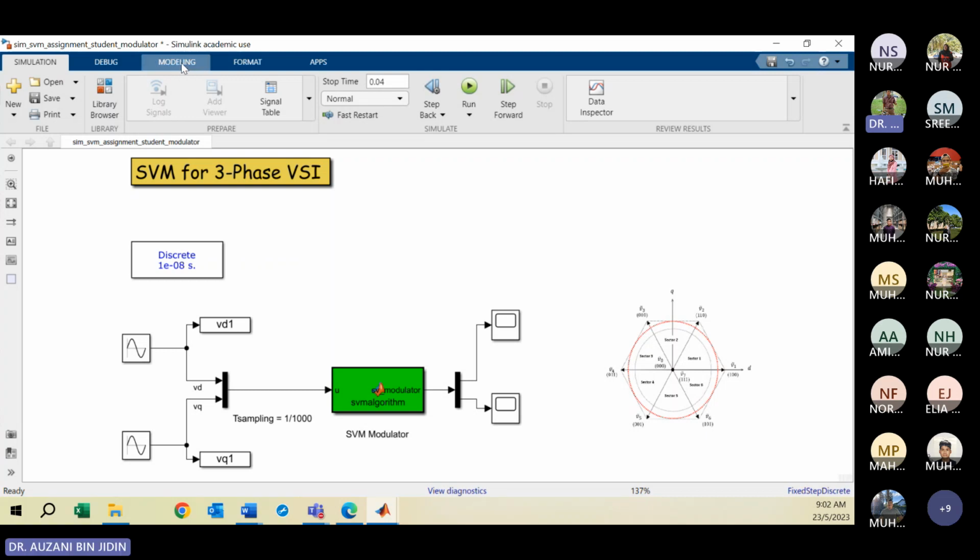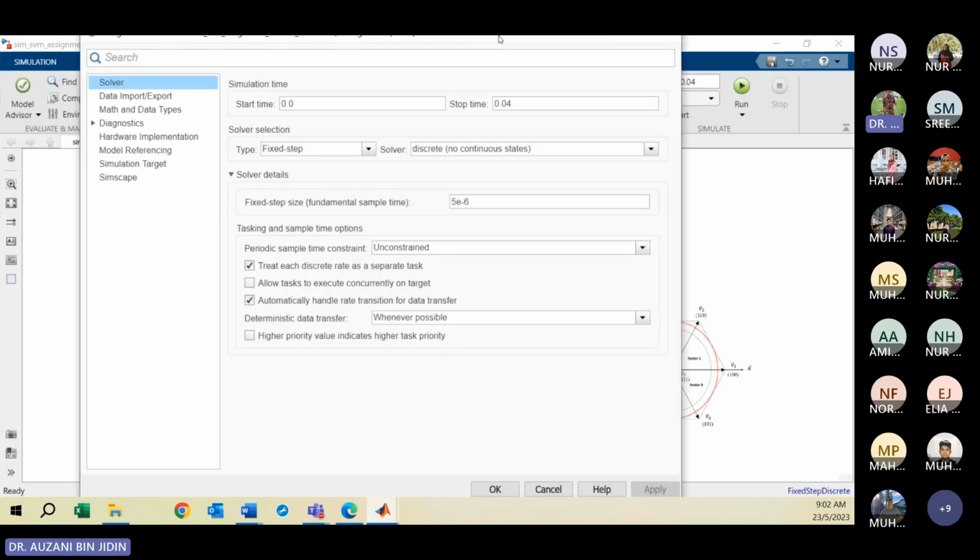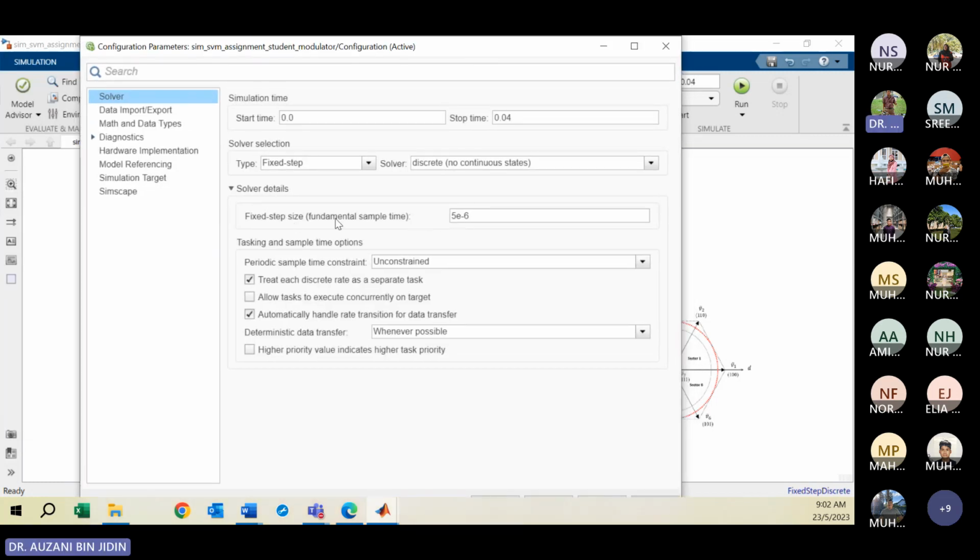Satu lagi, one thing you need to change is the sample time, sebab kita nak speed up your running simulation. Kalau tak, it will take longer time to complete the simulation. Okay, you click this model setting button. Then dia akan pop up this window. Change the fixed step size from 0.01 micro to 5 micro.